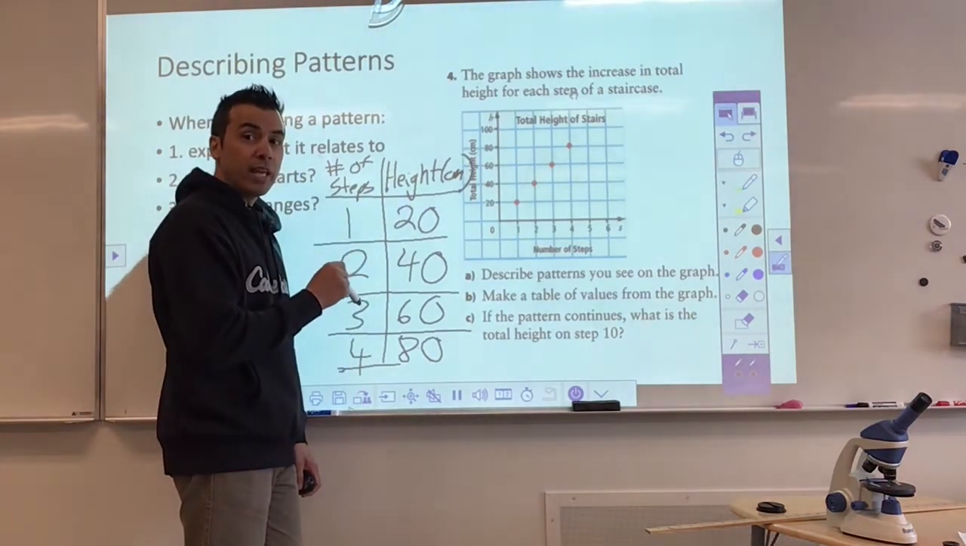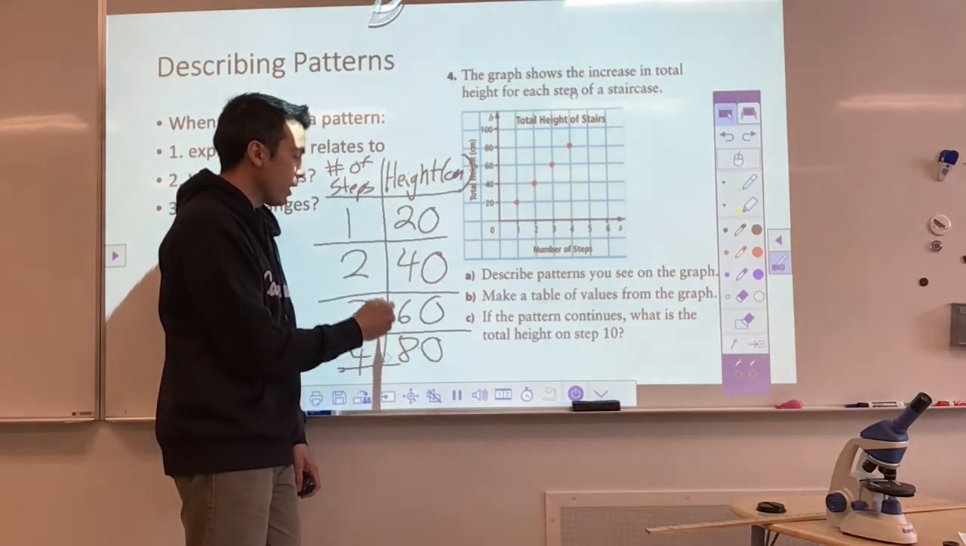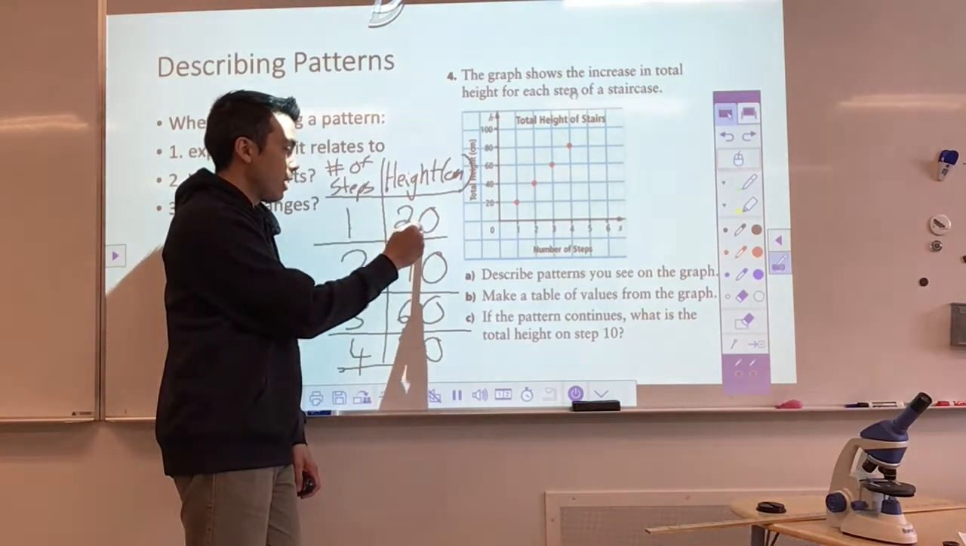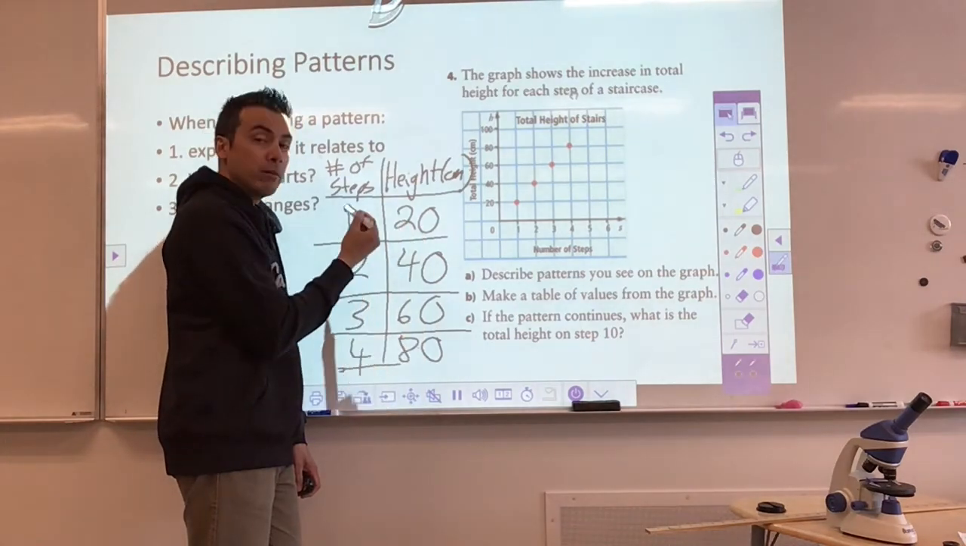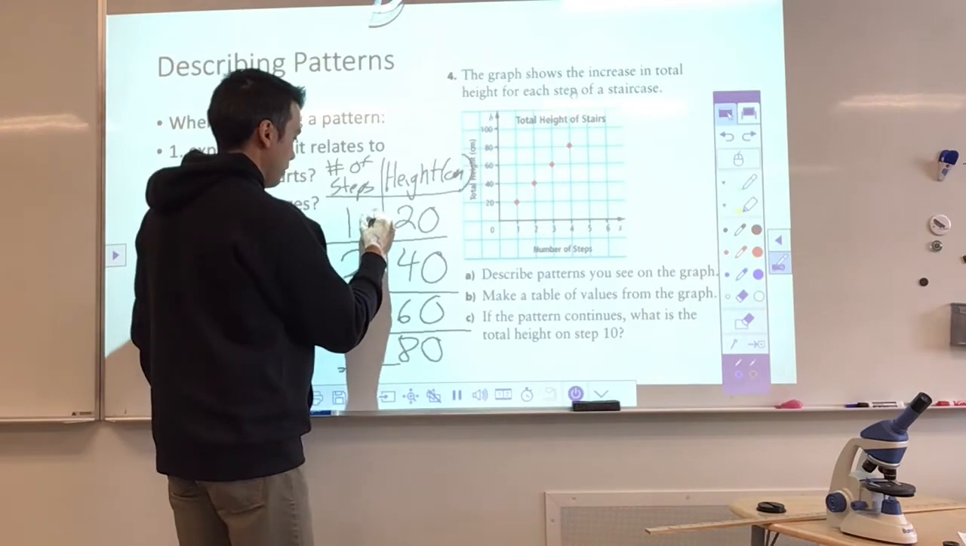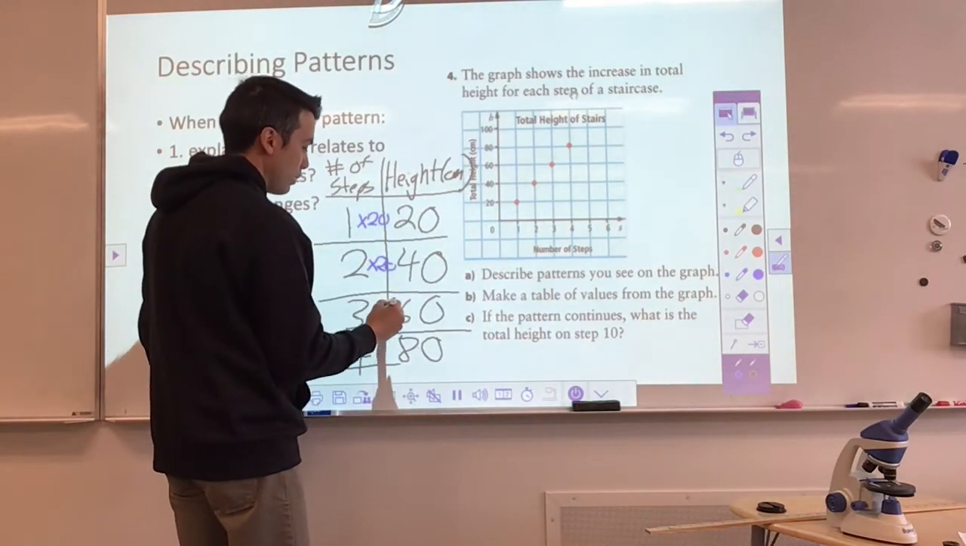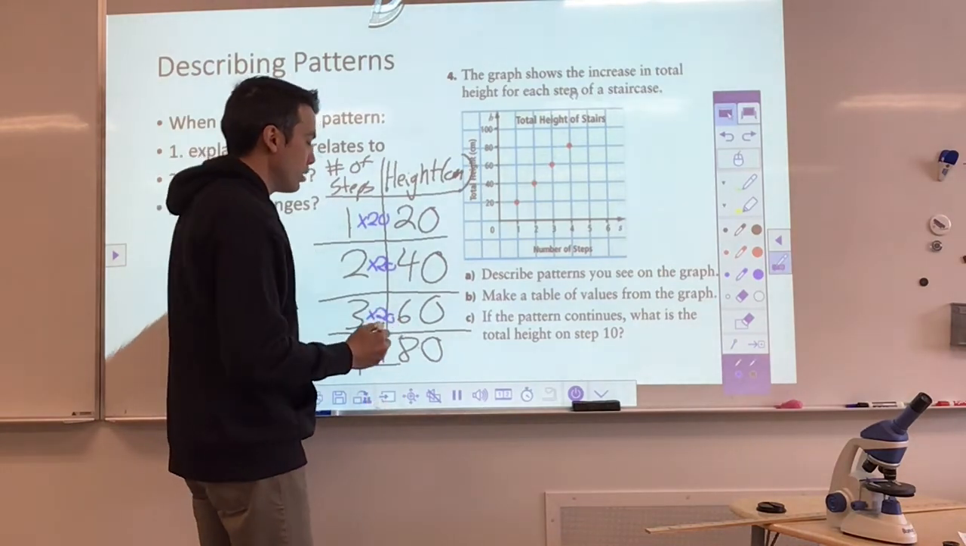in every single case on this table of values, it looks like there's some type of multiplier between this number and this number. So to me, it looks like if I multiply 1 by 20, I get 20. 2 times 20 would give me 40. 3 times 20 would give me 60.